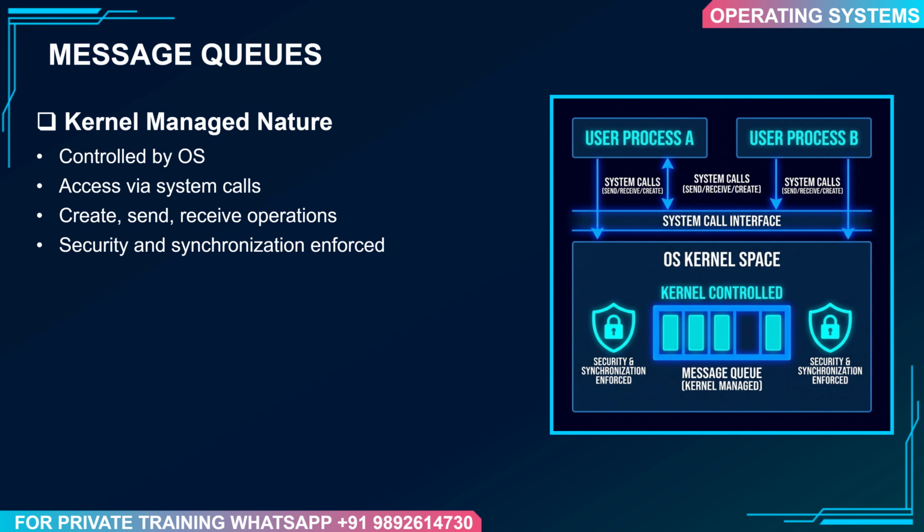One important feature of message queues is that they are kernel managed. This means the operating system controls the queue, not the user programs directly. Processes interact with message queues using system calls. A process can request the OS to create a message queue, send a message to it, or receive a message from it. Because the OS is in control, it can enforce security and synchronization rules. This prevents one process from corrupting data meant for another process.